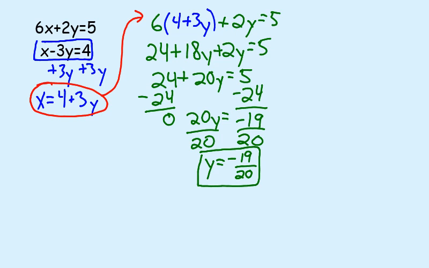And to do that, I take this y answer of negative 19 over 20, and I will substitute it back into the equation so that I can find x. Notice I'm replacing where the y should be with the number negative 19 over 20.